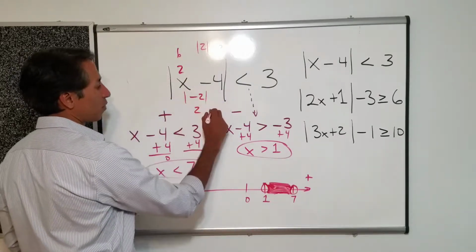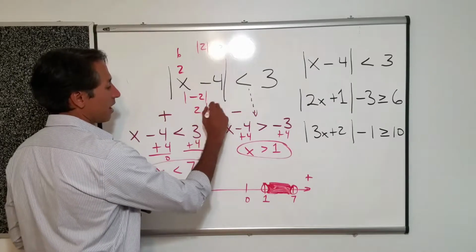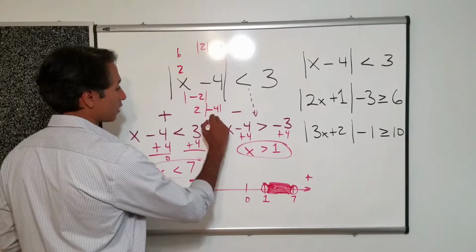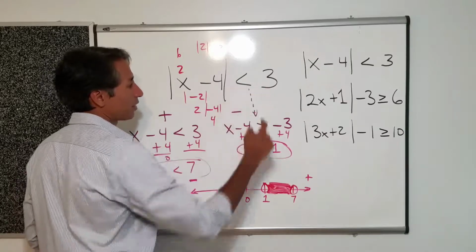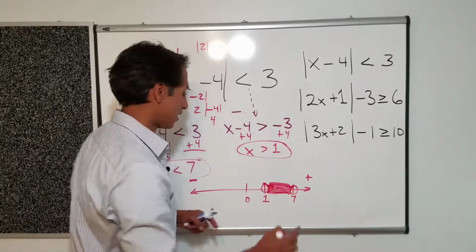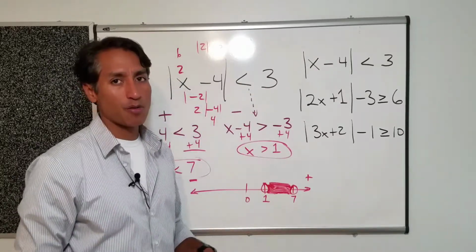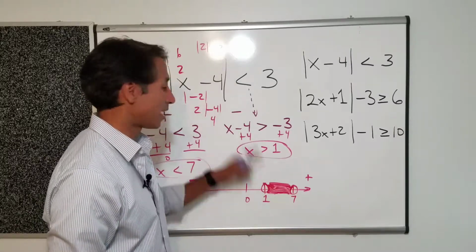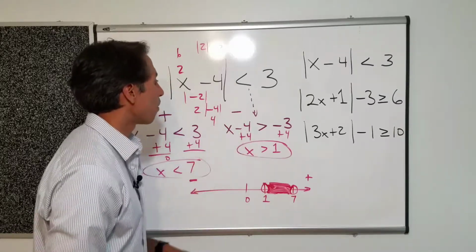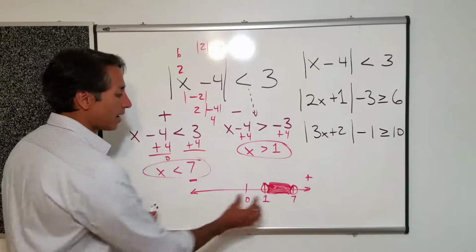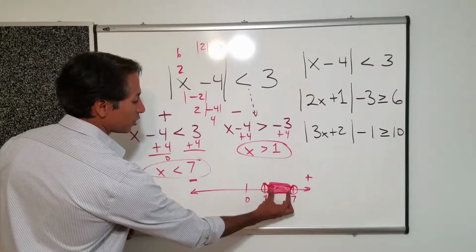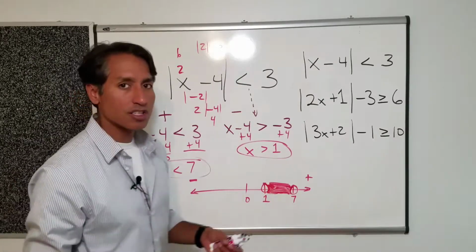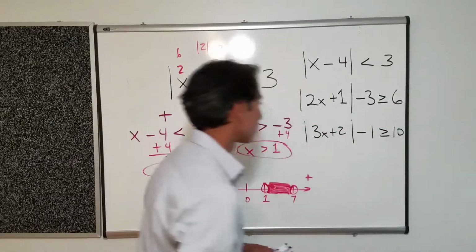0 minus 4 is negative 4. Absolute value of negative 4 is 4. Is 4 less than 3? No. And so that's how we can justify or prove mathematically, or algebraically, why this is correct, or why the values in between the two numbers here are all solutions to this set.